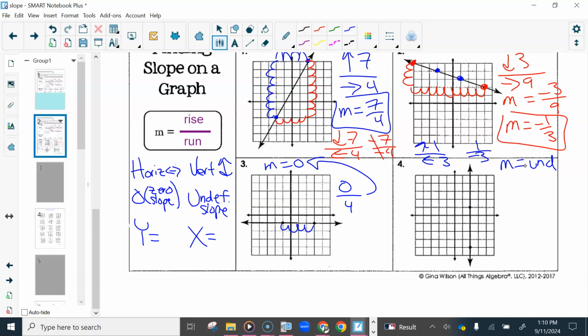I have a rise. Let's say it's down 5, so -5. But I don't have a run. And if I were to put that in the calculator, I would get an error, and that would tell me it's undefined.